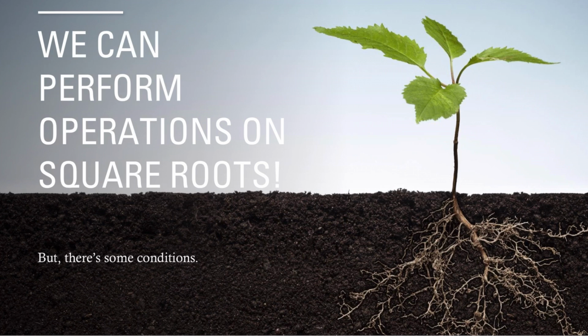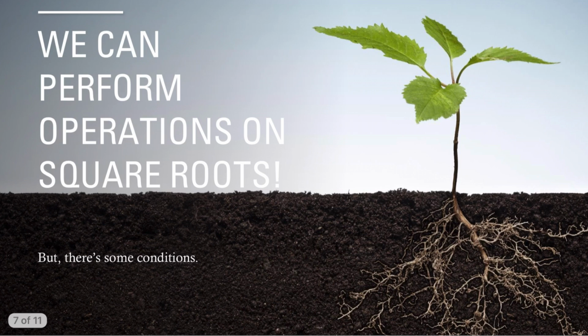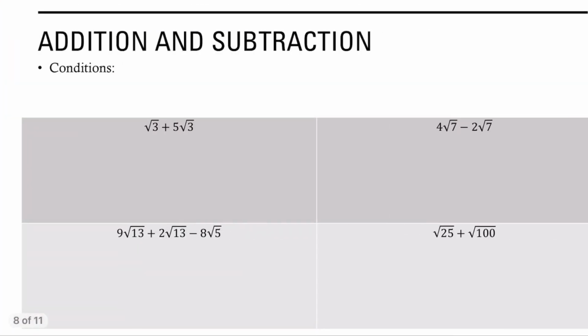So we can perform operations on these square roots, but there's some conditions because not everything is a perfect square, and so we can't always get a nice number out of it. Sometimes we are going to get an irrational number as a square root. So let's take a look and see what those conditions are.